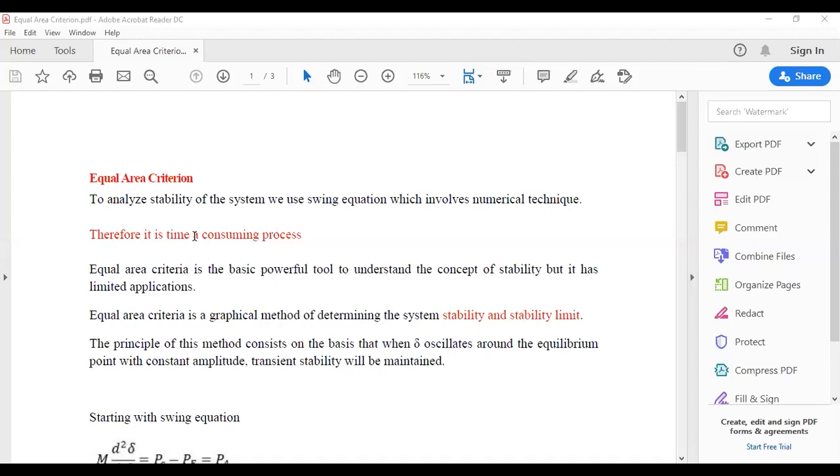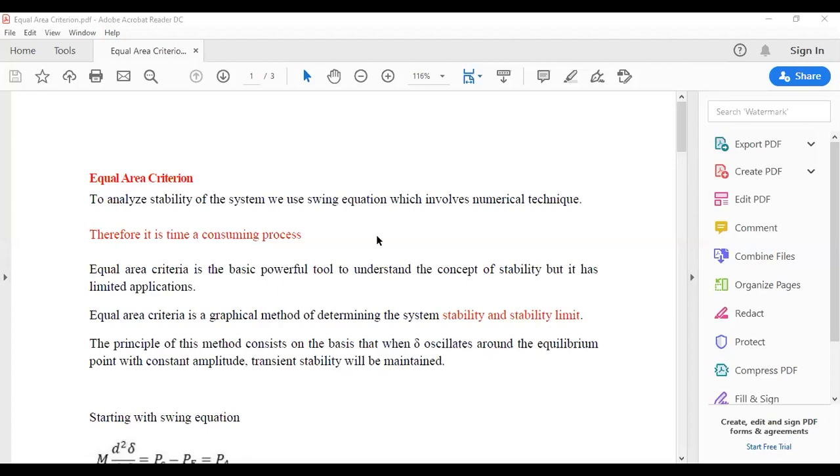Okay, today's topic is this one: equal area criteria. Are you getting it? Yes, ma'am. Okay. So from the swing curve also we find out whether the system is stable or not, by plotting the swing curve. And this equal area criteria is also used to find out the stability of the system. So what is that?